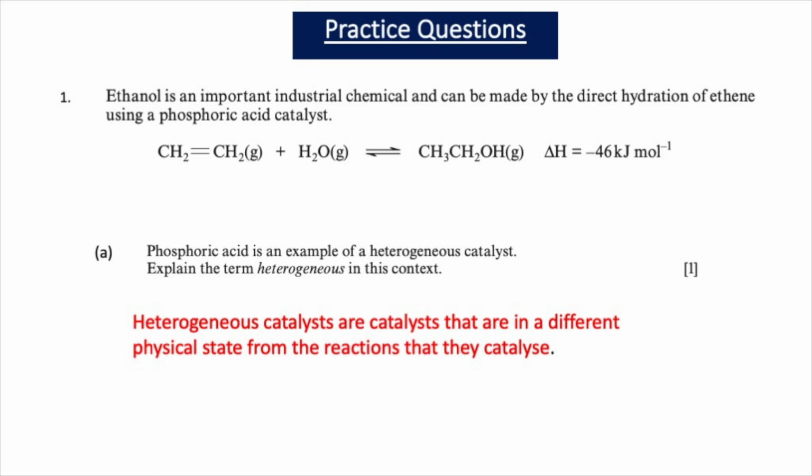So now let's go for the answer to question 1a. So question 1 looks at the reaction of ethene and steam to produce ethanol, and it says phosphoric acid is an example of a heterogeneous catalyst. Explain the term heterogeneous in this context. Well, heterogeneous catalysts are catalysts that are in a different physical state from the reactions that they catalyze. So if you said that, there's 1 mark.